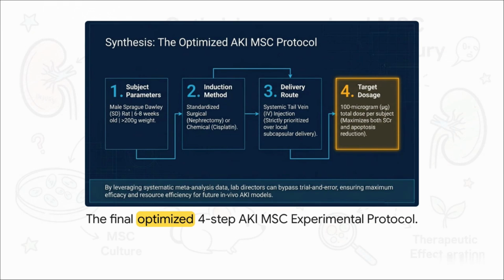Step 1. Use male Sprague Dawley rats 6 to 8 weeks old weighing over 200 grams. Step 2. Use standardized surgical nephrectomy or chemical cisplatin for the induction method. Step 3. Strictly prioritize systemic tail vein IV injection over local delivery. And Step 4. Utilize a target dosage of exactly 100 micrograms to maximize both serum creatinine and apoptosis reduction. Lab directors can basically take this blueprint, immediately implement it, and completely bypass that whole messy trial and error phase. It ensures maximum efficacy and saves a ton of resources.